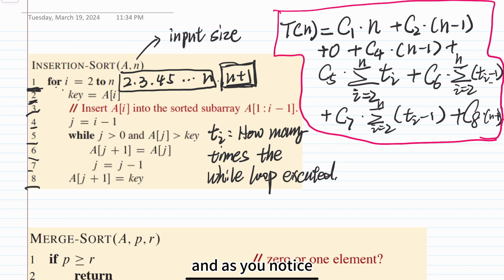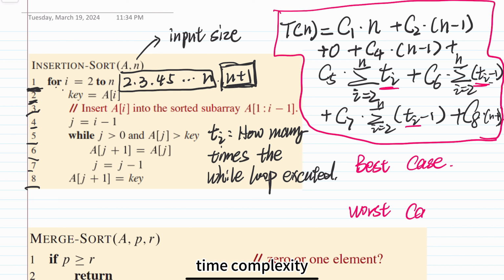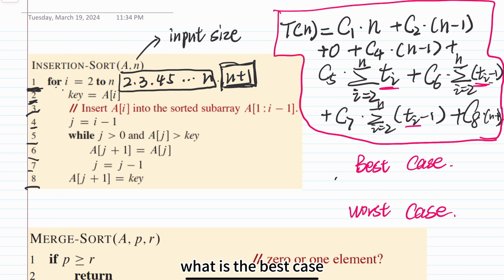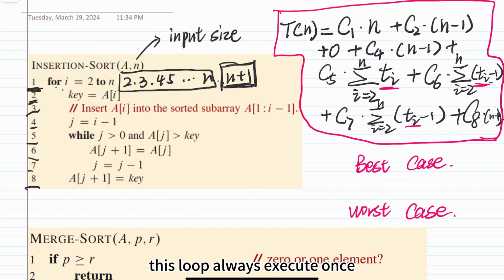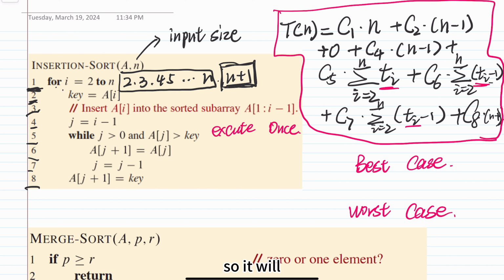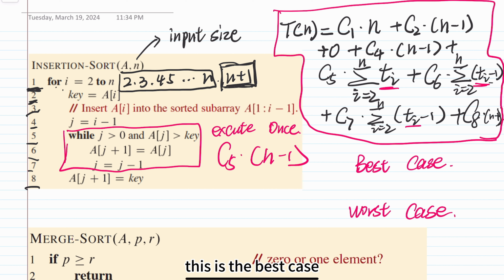As you notice, t_i is a variable, it's not a constant. So we will have a best case time complexity and a worst case time complexity. What is the best case? The best case is when this loop always executes once. So this whole block will become C5 multiplied by n minus 1. This is the best case.